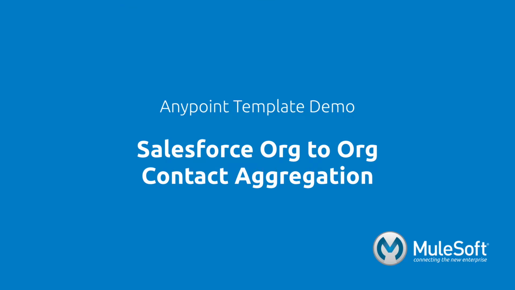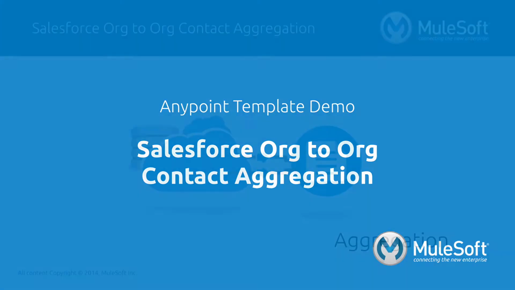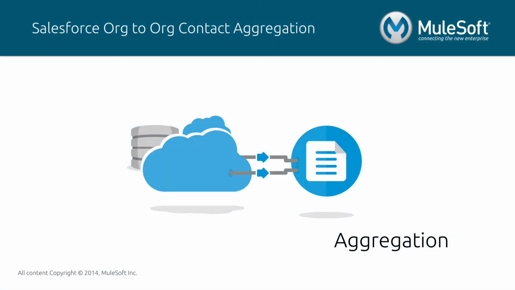This demo will showcase our Salesforce to Salesforce contact aggregation template. The aggregation pattern is the act of getting data from multiple systems and inserting into one. Aggregation is useful when building APIs that get data from multiple systems, creating reports or dashboards across multiple systems, preparing data for compliance or auditing purposes, and many more.